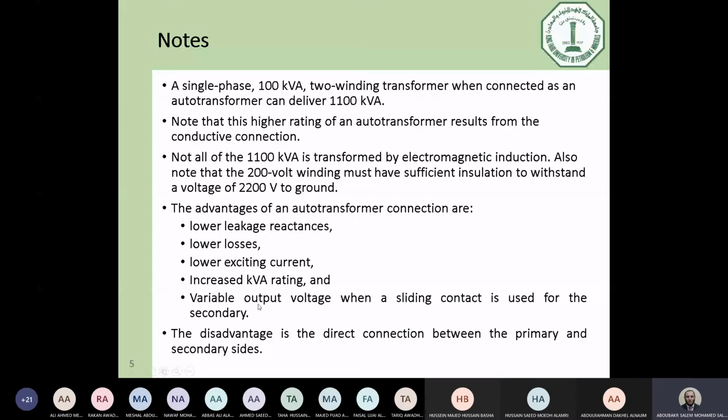However, the disadvantage is that you have lost the isolation between primary and secondary, which is one of the very important features of the two-winding transformer. So these are now the advantages and disadvantage of the autotransformer. Any questions, guys, regarding this part?